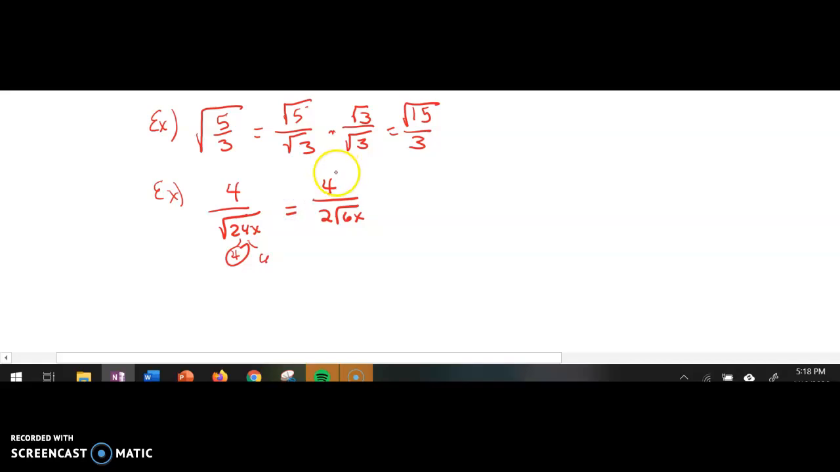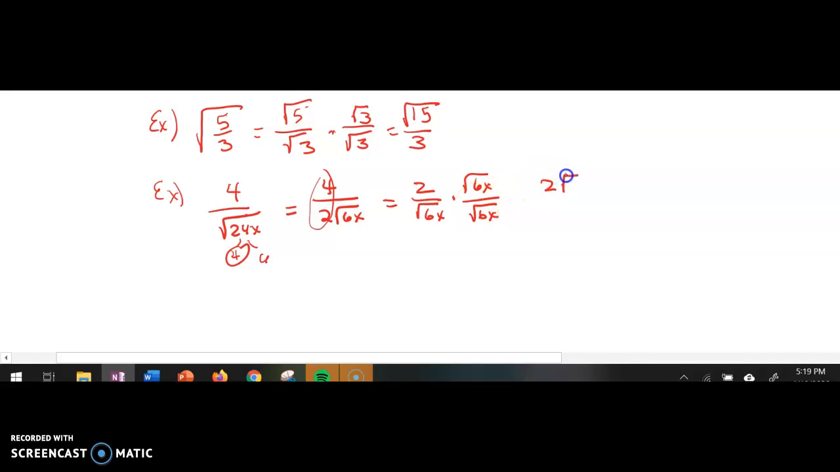Now, I can simplify this 4 over 2 because they're both outside. As long as the numbers are inside or outside, you can reduce them. So that 4 over 2 reduces to this, becomes a 2 over radical 6x. So now I've simplified my radicals. Now I'm ready to rationalize. To get rid of the square root of 6x, I'm going to multiply the top and the bottom by what I want to go away, to make the radical go away.